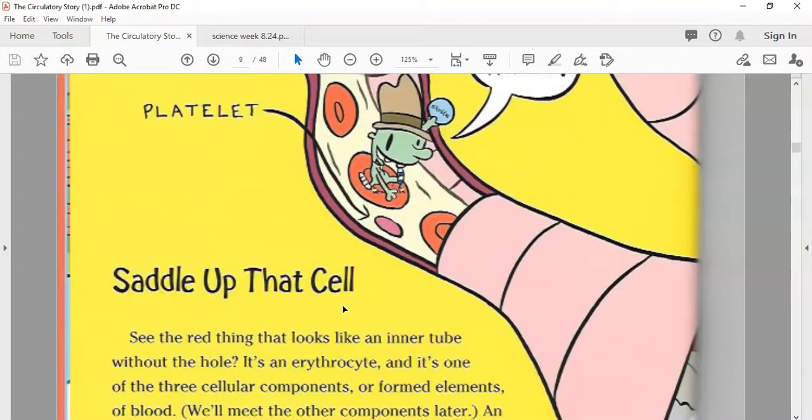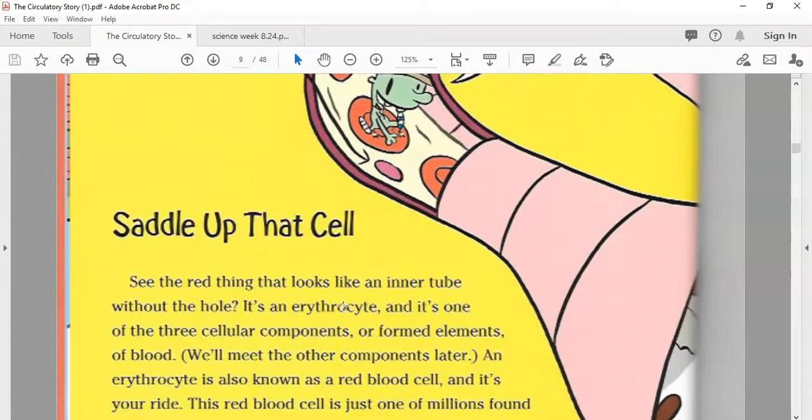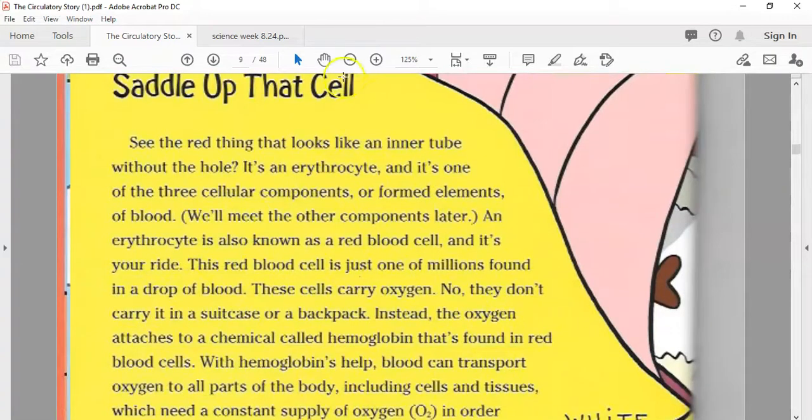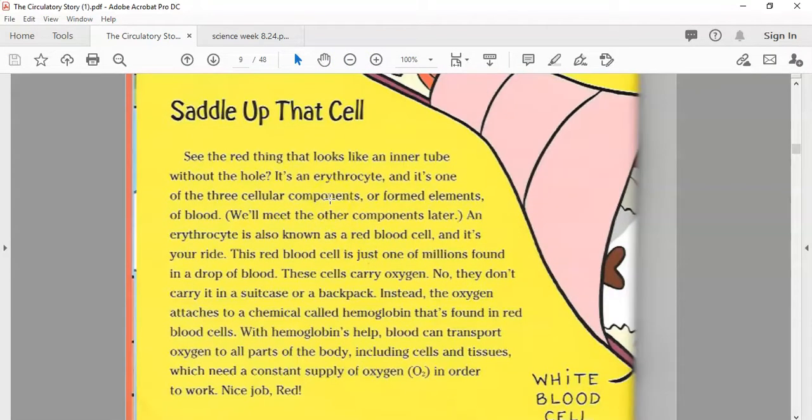Okay, now our second question. Remember, what do we ask? What about it? Okay, what about the red blood cells did this section tell me that they do that is very, very important for our bodies? What do they do? So yes, they carry oxygen throughout our whole bodies. Good. We just found the main idea of a section.